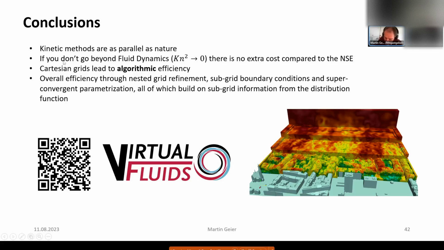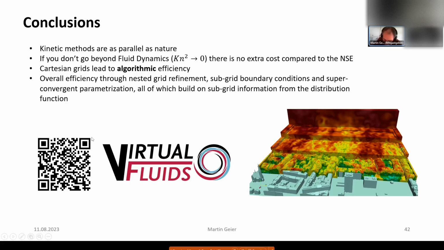So again, kinetic methods are as parallel as nature, and you don't pay for it. You don't pay for kinetics if the Knudsen number is small and you use these asymptotic preserving methods. Then there's a lot of talk on Cartesian grids. They give you algorithmic efficiency, but you can only use this efficiently, the real overall efficiency, if you have nested grids, if you have subgrid boundary conditions, and of course, if you have superconvergence. So superconvergence is really making the difference.